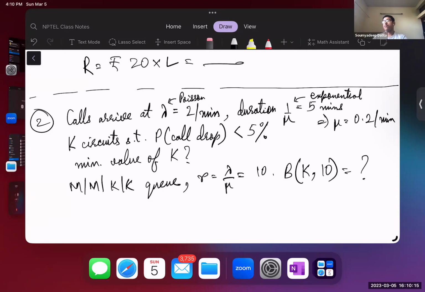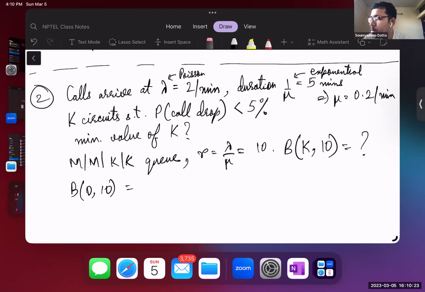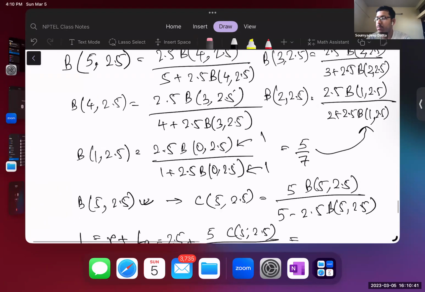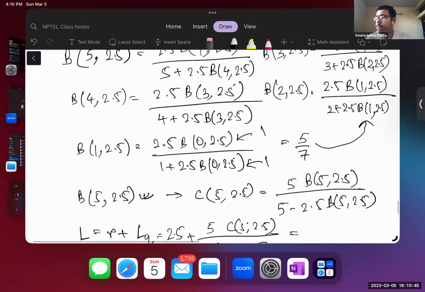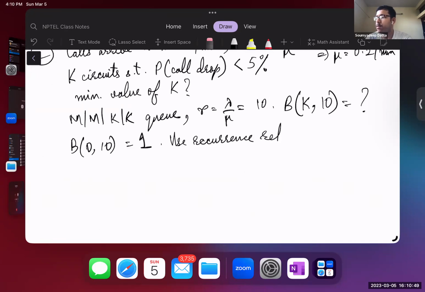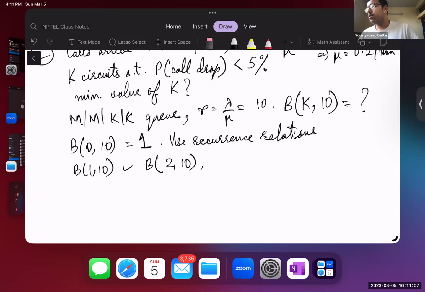Now, essentially, we know that this is a decreasing function. And so we know B(0, 10) is 1. And subsequently, from here you can, again, using the recurrence relations earlier, and then not repeating the calculations again, you can use recurrence relations. So from B(0, 10), you can obtain B(1, 10). You can write down the formula for B(1, 10) and plug B(0, 10) in there, B(2, 10), so on and so forth. And so at K equal to 0, obviously 100% of the calls are blocked.